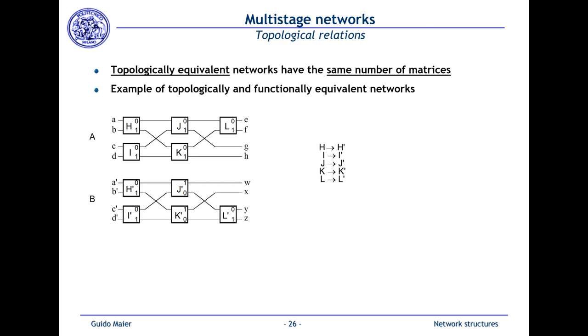Five switching elements, 2x2 switching elements instead of 6. But it has been proved with a specific theorem that these two networks are still rearrangeable non-blocking. So when you are using 6 switching elements, that is not the implementation with minimum cost. You can remove one switching element and obtain the same network. So these two networks are rearrangeable non-blocking, therefore they are also non-blocking, of course.